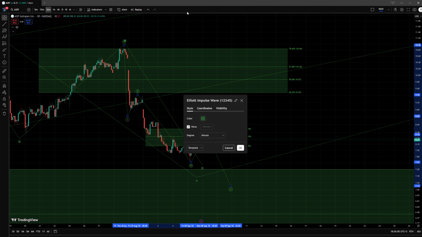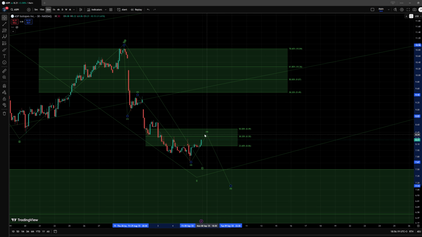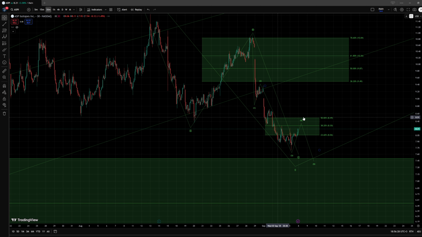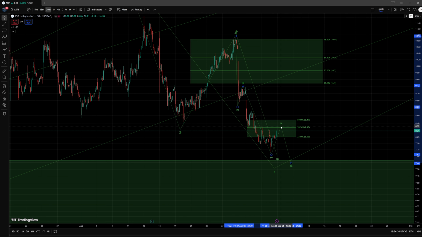Now this is completely valid, even though the 3rd wave is not the 138.2% extension. It's not always. Sometimes the wave 1 can be the longest. The only rule that we have here is that the 3rd wave cannot be the shortest wave, and that would make the count invalid. But so far we are in the resistance area, and I am still looking for another low.